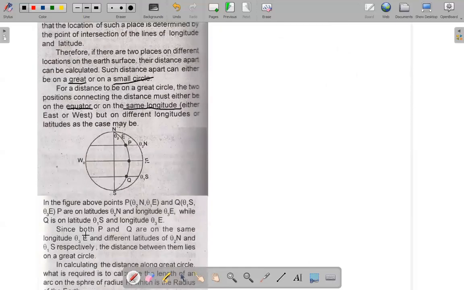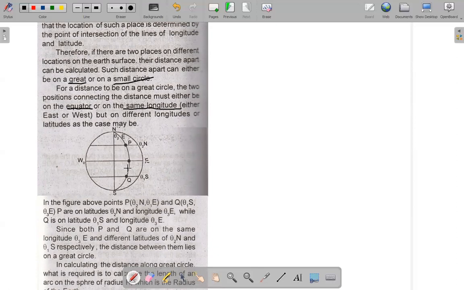In this figure, point P is on latitude theta 2 north. Look at it. Theta 2 north, but longitude theta 3 east. This longitude here. While point Q is on latitude theta 1 south. Where is it? Latitude theta 1 south. Look at it here. But longitude theta 3 east. And see both of them are on the same longitude.